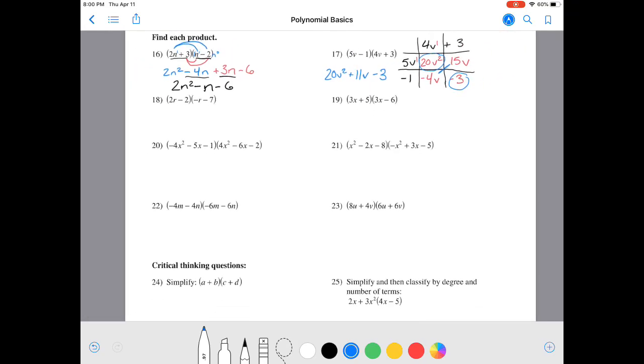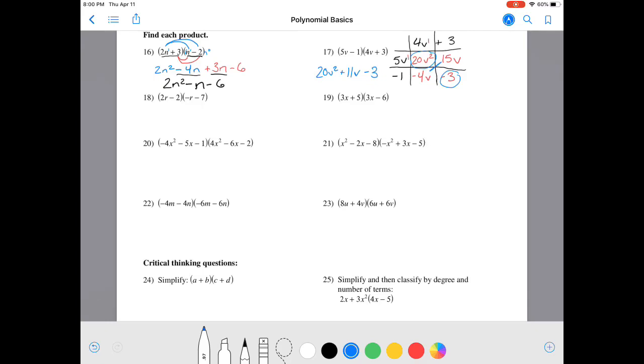Down here at the bottom of the page, there are 2 more critical thinking questions. And I'm just going to give you guys a little extra information so you can do these critical thinking questions. On number 24, when it tells you to simplify, what it's really asking you to do is multiply those 2 binomials together. You'll see we have 4 different variables. So what do we do when we multiply different variables together? Let's take a look at problem number 22 to see how we do that.